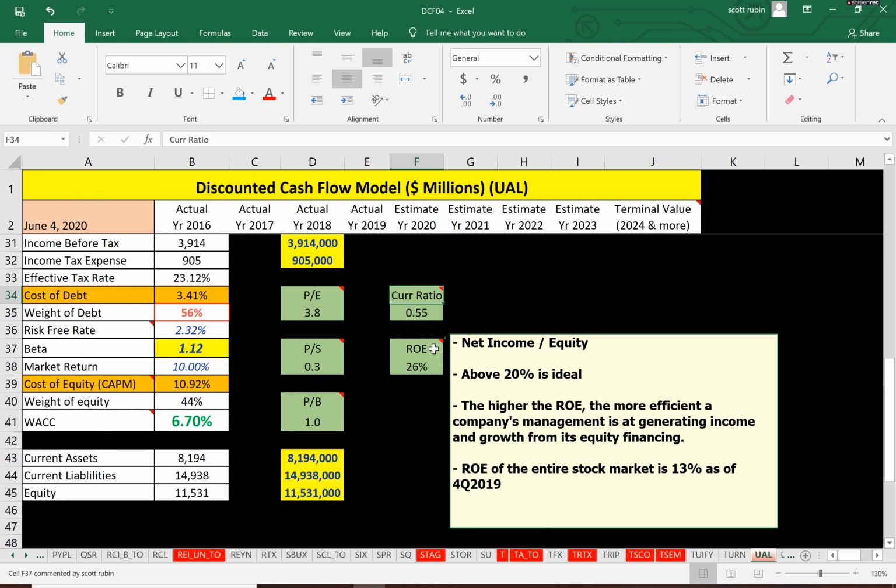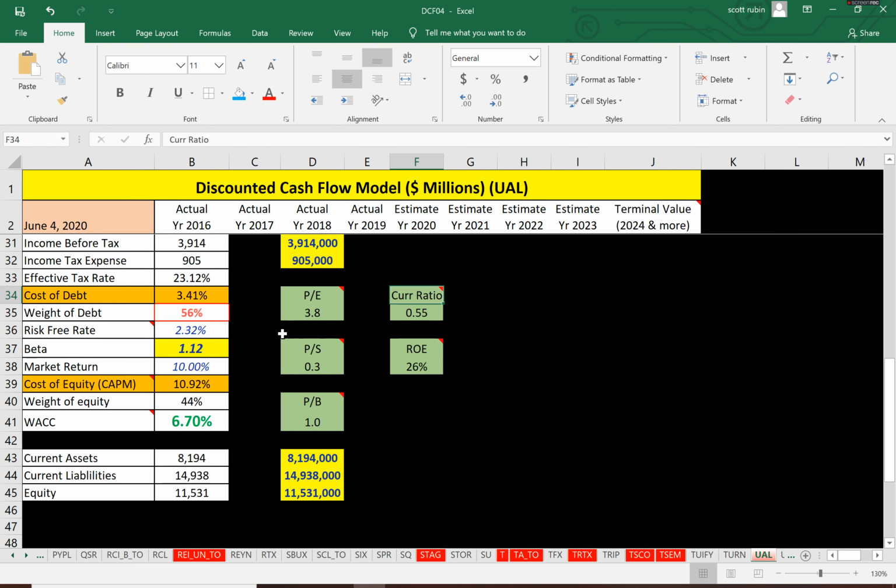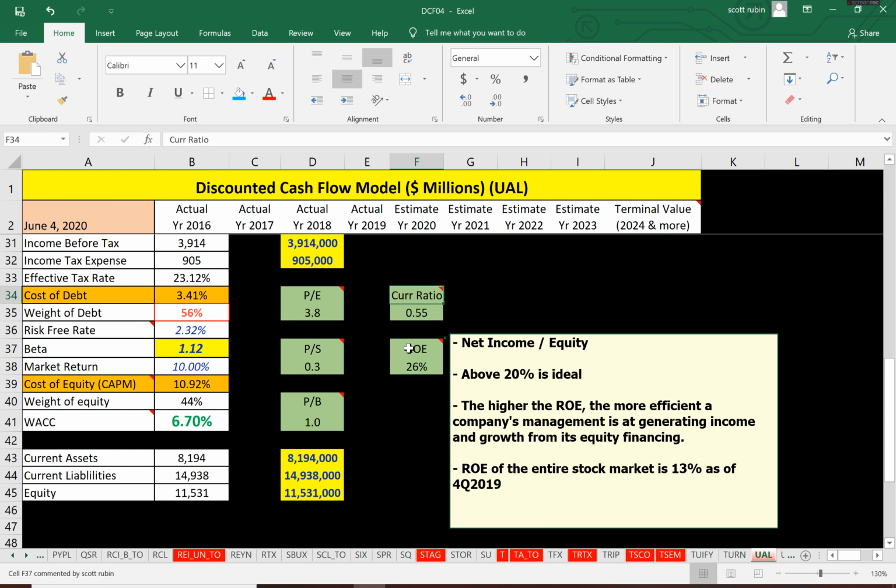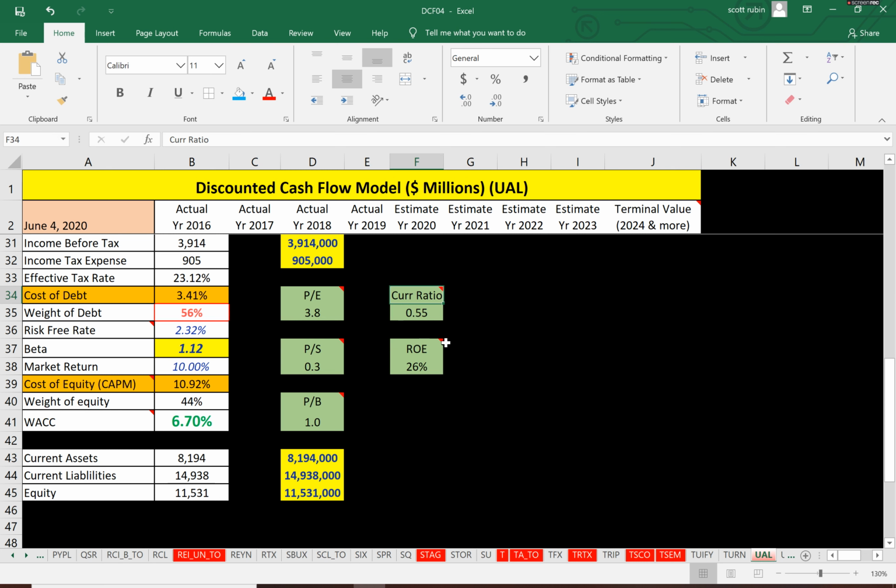ROE, we want to see above 20% because the higher the ROE, the more efficient the company's generating income from the equity that it got from the sale of the business, the sale of stock. So just because it has a high ROE, I wouldn't feel too comfortable investing in a company with the current ratio below 1. But let me know in the comments what you think about these ratios. It's concerning, but it is an airline and it's during a pandemic, so I guess what can you expect?